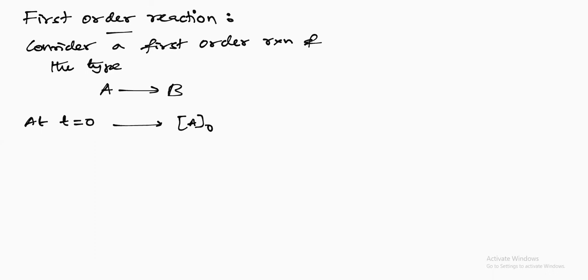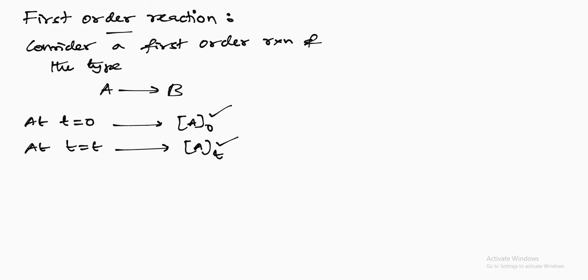Okay. See, at time 0, the concentration of the reactant is A naught. At time t, you will have some concentration, let it be At, because as the reaction progresses, the concentration of the reactant decreases. So A naught is a very high value. At value will be low compared to A naught, because as the reaction progresses, concentration decreases.